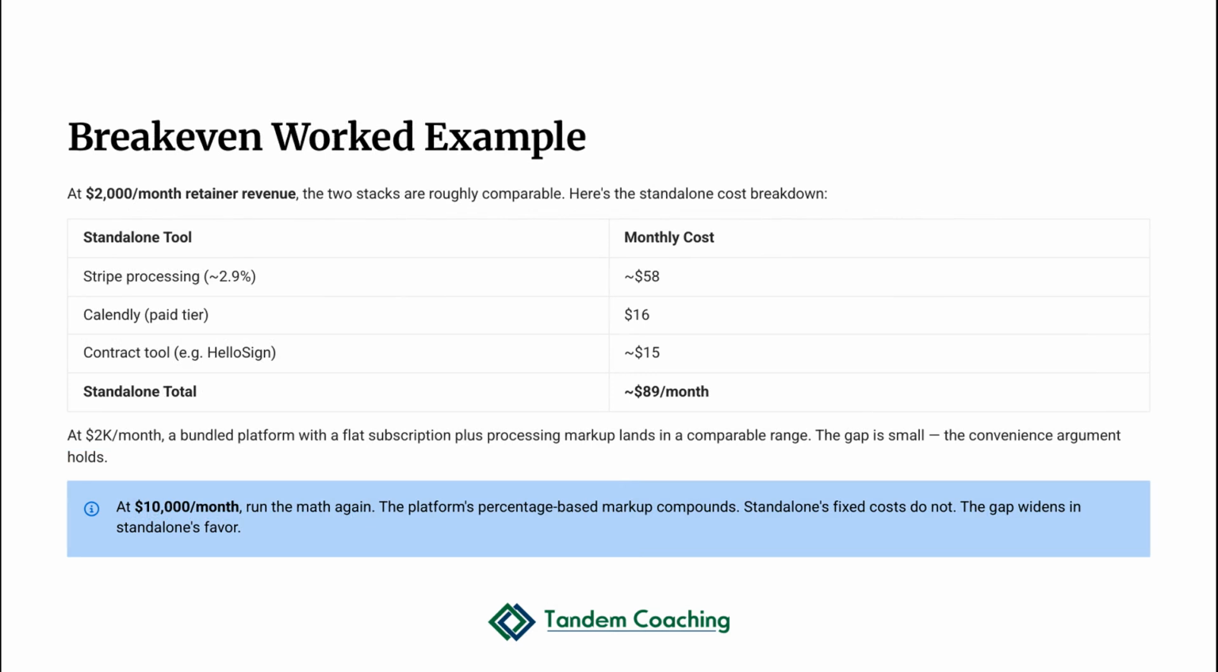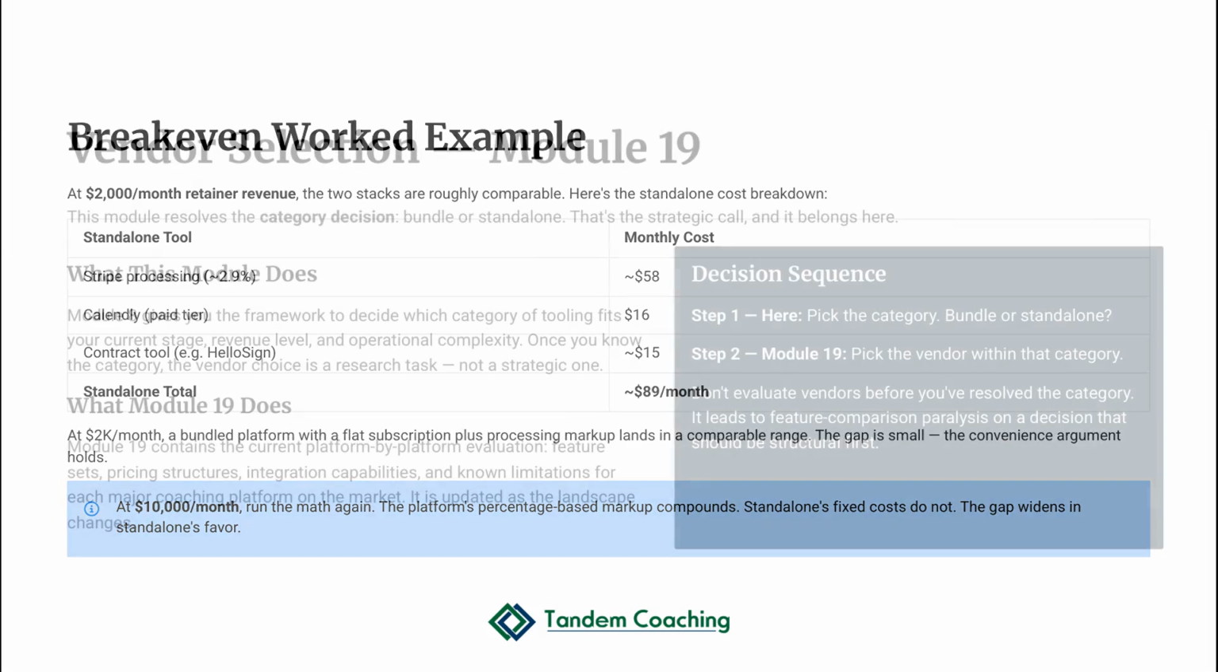Break-even math at 2 volumes shows how the answer flips. At $2,000 a month in recurring revenue, standalone runs about $89 all in. Stripe processing fees around $58, Calendly at $16, a contract tool at $15. Bundle at the same volume runs comparable once you add subscription plus markup. So at low volume, the two paths are within $20 of each other, and the time savings of one integrated system often tilt the close case toward the bundle. At $10,000 a month in recurring revenue, the platform subscription drops as a percentage of revenue, but the processing markup on every transaction adds up, and standalone usually pulls ahead. Run your own numbers on your own projected revenue.